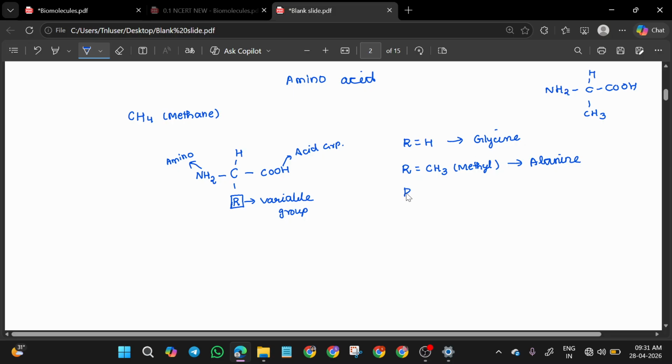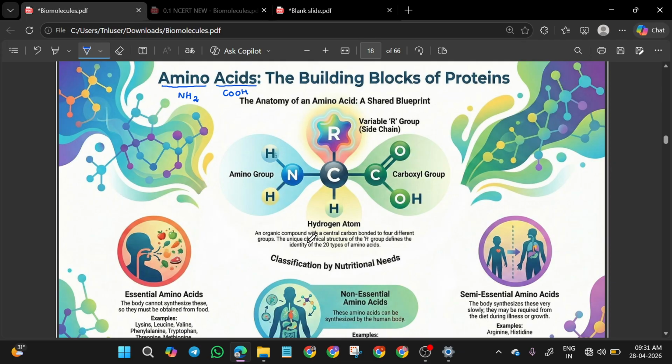Next, suppose if R is CH2OH, that is a hydroxymethyl group. Hydroxy means OH group, we know. So if it is a hydroxymethyl group, it is going to be called serine, that is an alcohol containing amino acid. So these are the three examples, given in NCERT as far as amino acids are considered.